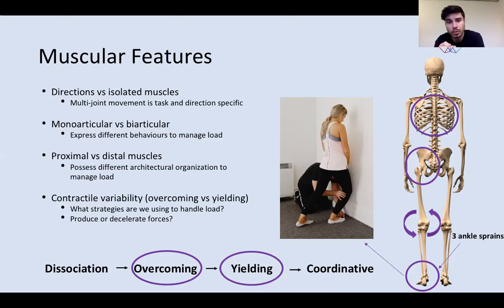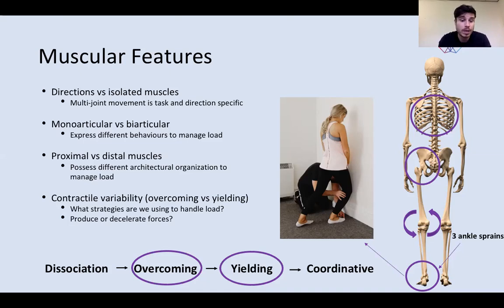Okay, we'll also look at the organization of muscles across joints, so looking at both monoarticular muscles and biarticular muscles, because these tissues will bias different roles to handle stress and distribute load. With monoarticular muscles biasing more force production behavior, and biarticular muscles biasing more force deceleration behavior to distribute stress, to distribute load over broader surface areas.